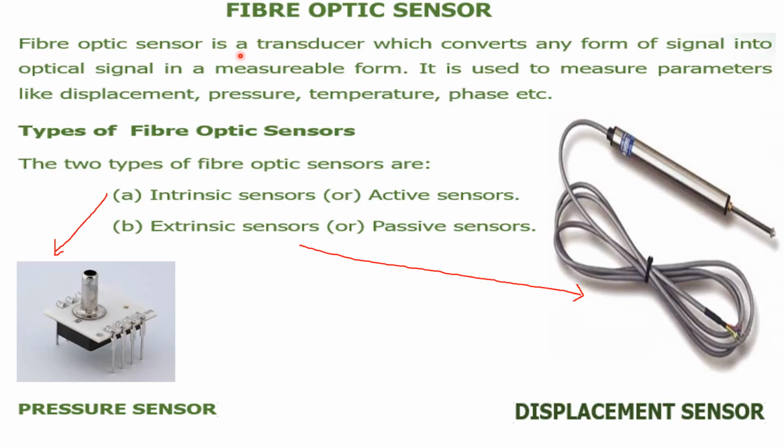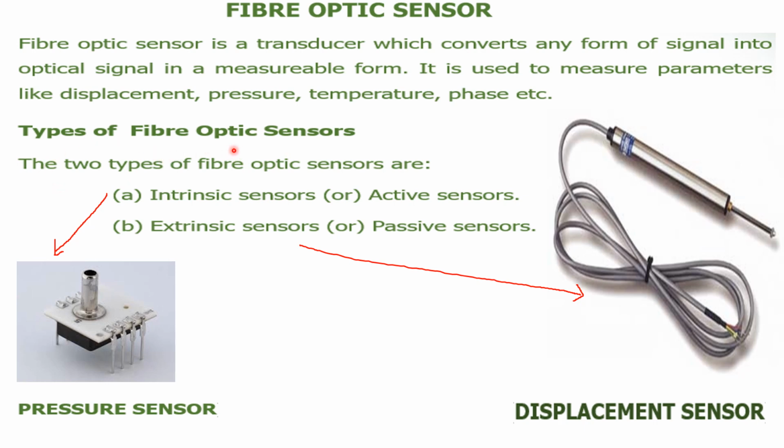Next application is fiber optic sensors. So optical fibers are very useful for sensors also. All of us know what a sensor means. It is something like a transducer, which means it will convert one form of energy into the other form of energy. That is the transducer's role. So optical sensor, fiber optic sensor is a transducer which converts any form of signal into the optical signal in a measurable form. It is used to measure parameters like displacement, pressure, temperature, phase, etc.